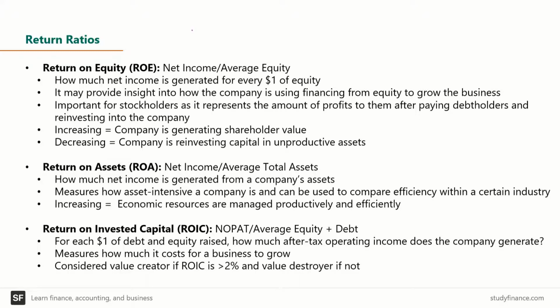Return on invested capital, or ROIC, is calculated by dividing net operating profit after tax, or NOPAT, by the sum of average equity and average debt. It shows how much after-tax income a company generates for every $1 of debt and equity raised. It is used to measure how much it costs for a company to grow, and if ROIC is over 2%, it could signify that the company creates value, whereas if it's under 2%, generally, the company could be seen as destroying value.